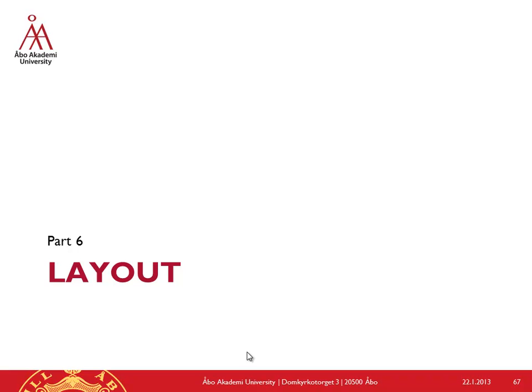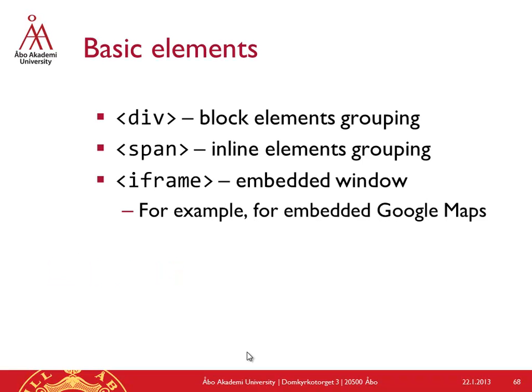Not much time, but I hope I will manage this. So you saw we have basic elements for layout in our text and images with HTML design. These are div and span. And also, you can use so-called iframe, for example, for Google Maps embedding.